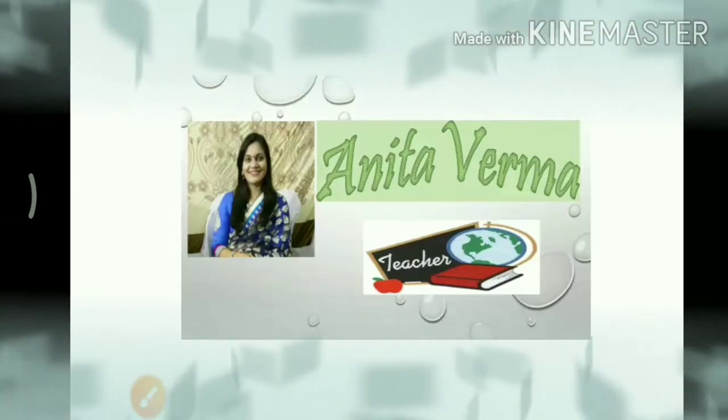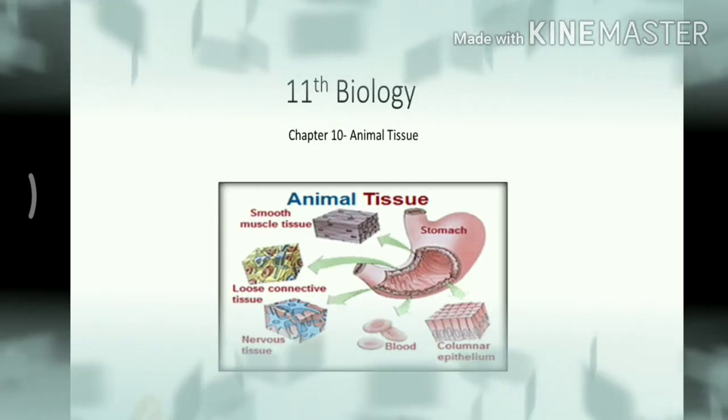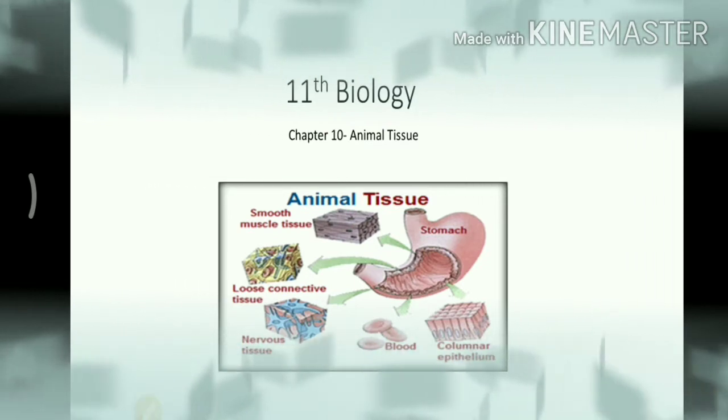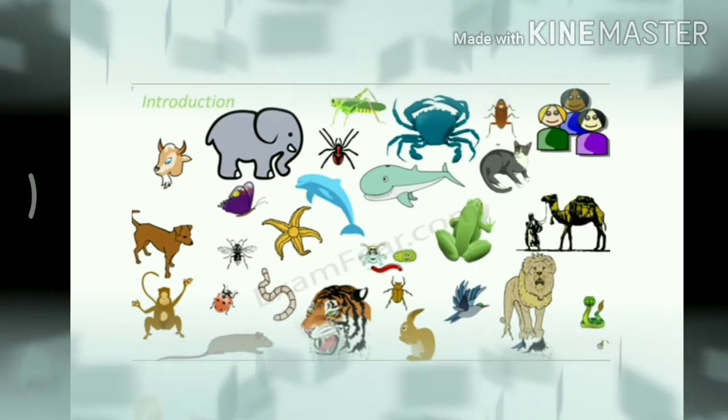Hello everyone. In this video we will learn about animal tissues. This is chapter number 10, animal tissues. You can see in this picture there are so many tissues present. Why are these tissues present in our body? That is a very important question, so let's learn about that.